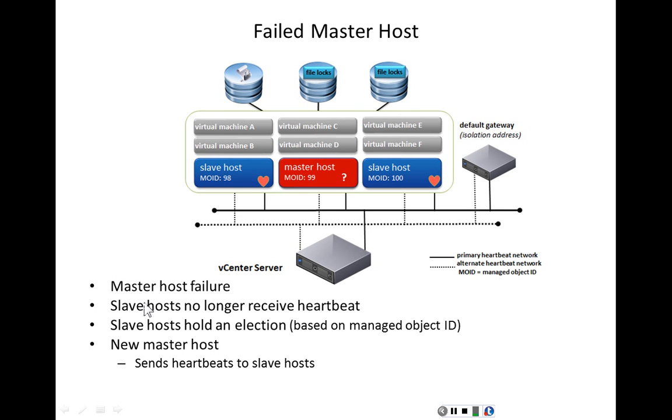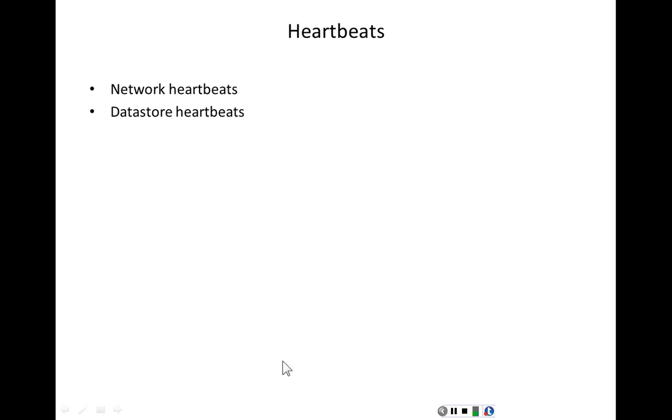But what if the master host fails? If the master host fails, then the slave hosts are no longer receiving heartbeats. So then the slave hosts hold an election. This is not something that you need to do. It's an automated process. They elect a new master, and then the new master sends heartbeats to the slave hosts. In other words, it monitors to make sure that the slave hosts have not crashed. There are network heartbeats, but there are also data store heartbeats. The purpose of the heartbeat is so the master host knows that the other ESXi hosts have not crashed.